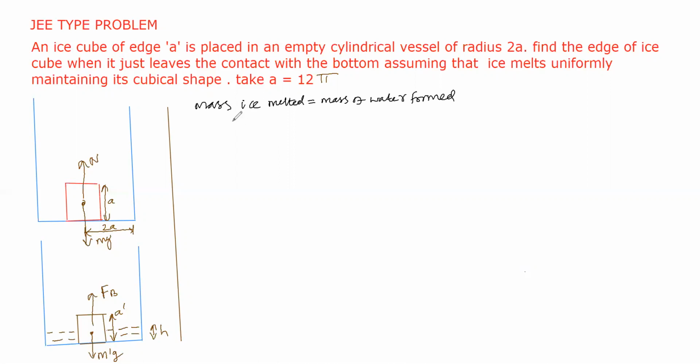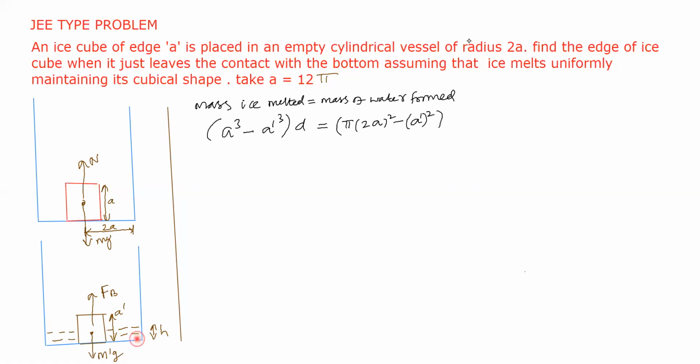Volume of ice melted is equal to initial volume minus final volume, into density. Let us take the density of the ice as capital D. This is equal to the mass of the water formed. We have a cylindrical vessel, so its area is pi r square, where the radius of the cylinder is 2a, whole square, and some portion of the cylinder is occupied by the ice cube, so that area we have to subtract. The area occupied by the cube is a dash square.